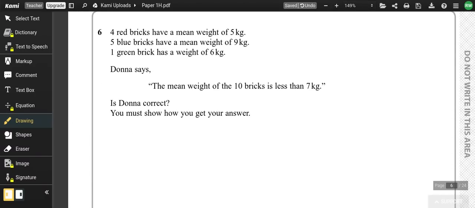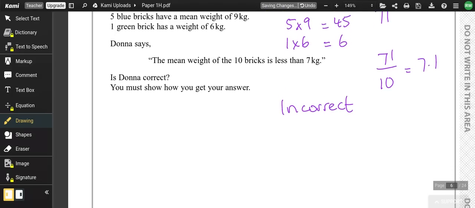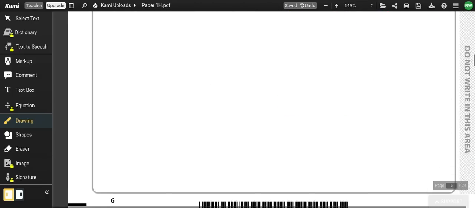Four red bricks have a mean weight of 5 kilos. 5 have that. Okay, so this is a weighted mean, so we're going to multiply these. 4 times 5, 5 times 9, and 1 times 6. So we've got 20, 45, and 6. Add those together, we get 71. So the new mean will be 71 over 10, which is 7.1. So Donna would be incorrect, because the mean's actually 7.1 and it's not less than 7.